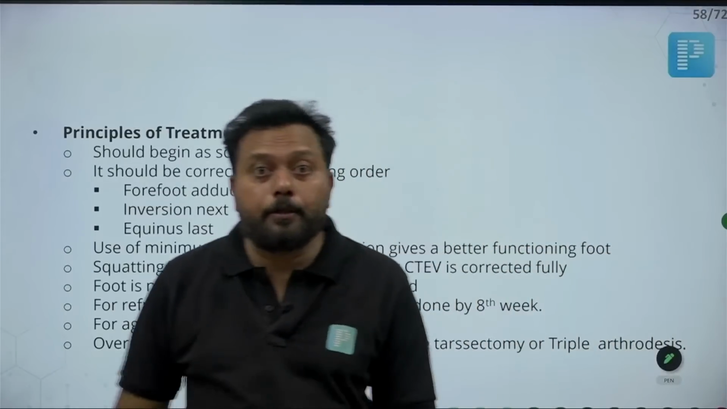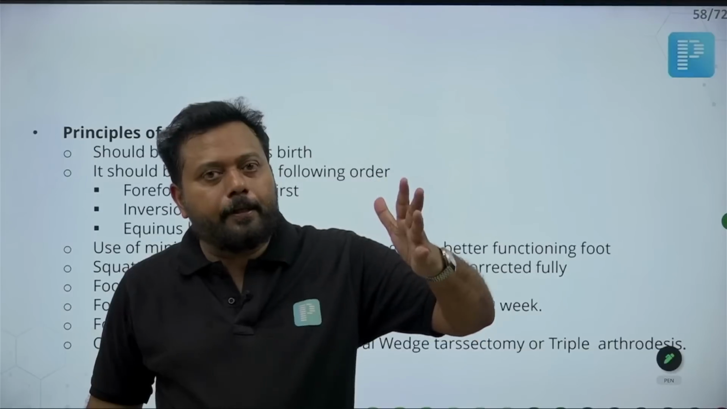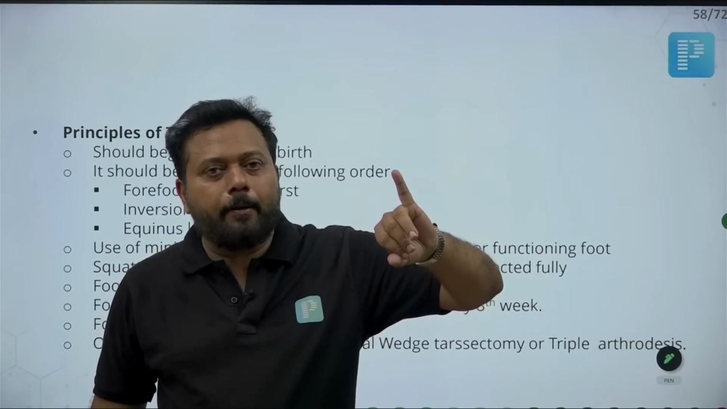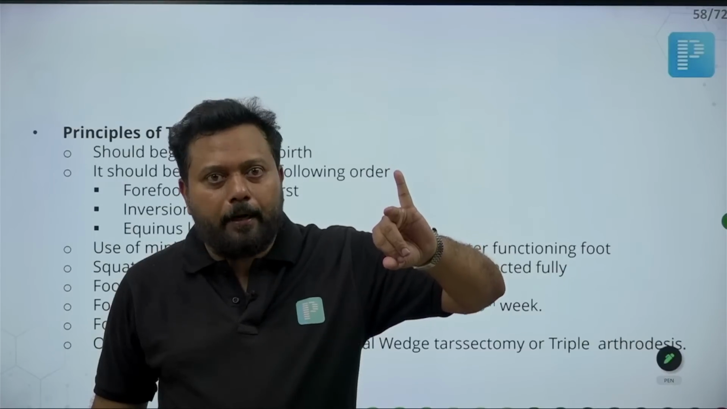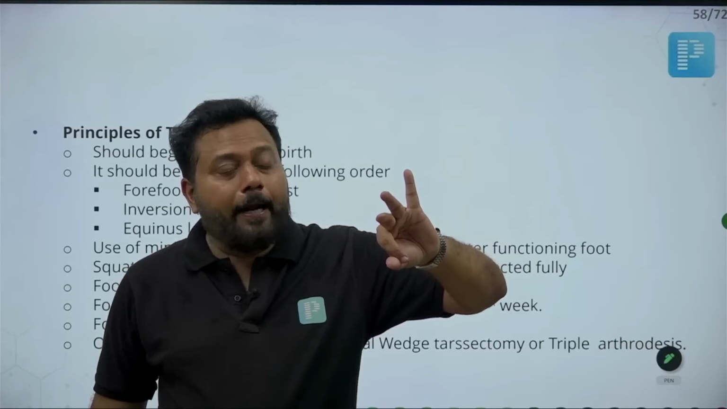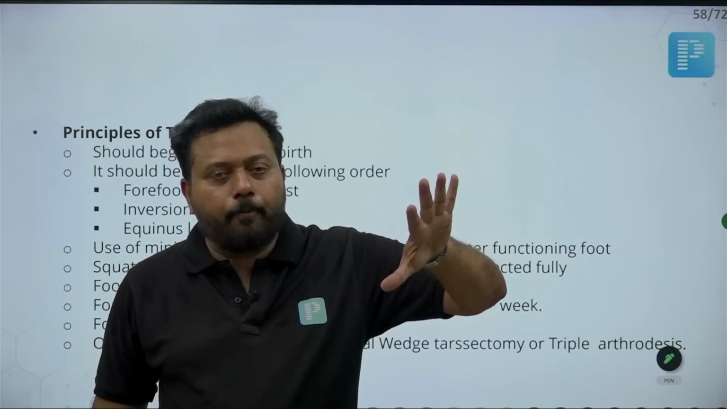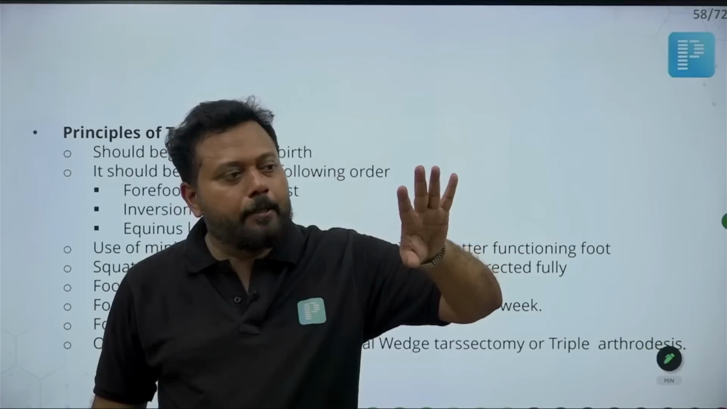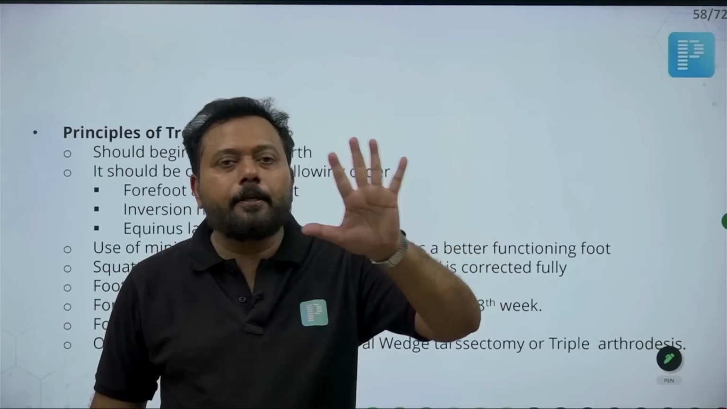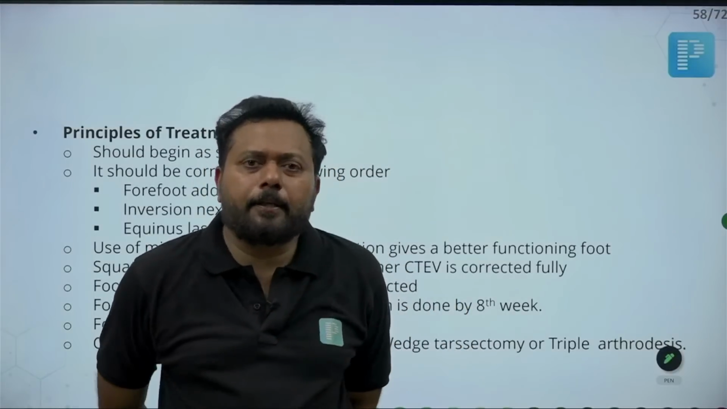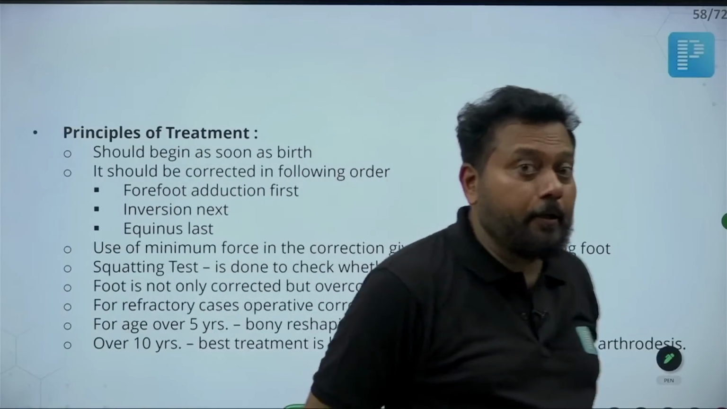What are the associations of CTEV? Exam goers, recollect. The most common association is meningomyelocele, otherwise called spina bifida, very common. Poliomyelitis is another common association. Lateral popliteal nerve palsy is another association. Arthrogryposis multiplex congenita is another association. Tibial hemimelia, or congenital absence of the tibia on one side, is an association. Repeatedly they are asking spina bifida and CTEV in the entrance. Please read the topic fully.